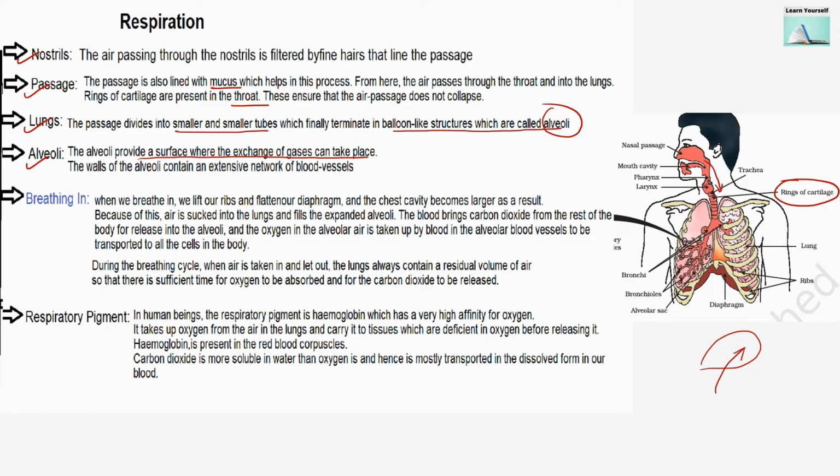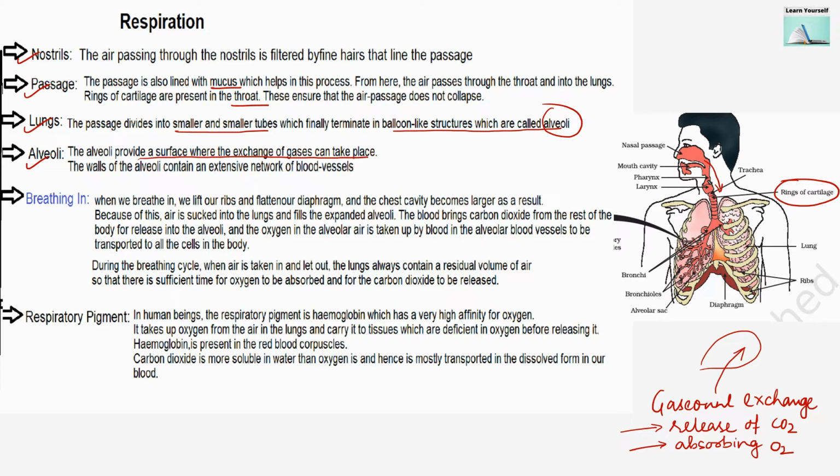Now, what is gaseous exchange? Gaseous exchange is the release of CO2 and absorbing oxygen from the fresh air. That is termed gaseous exchange. So whenever I refer to gaseous exchange, it means it happens both ways: it is removing carbon dioxide, and it is absorbing oxygen from the fresh air.